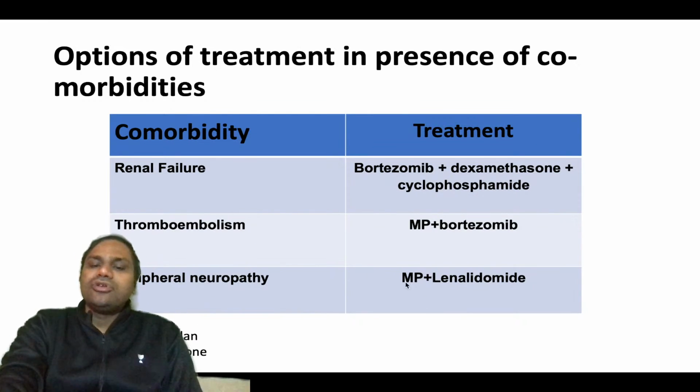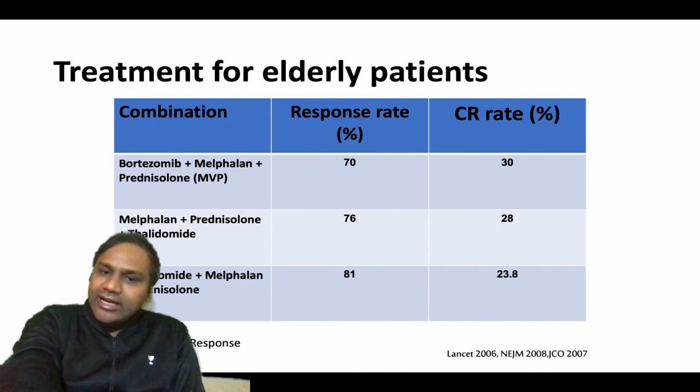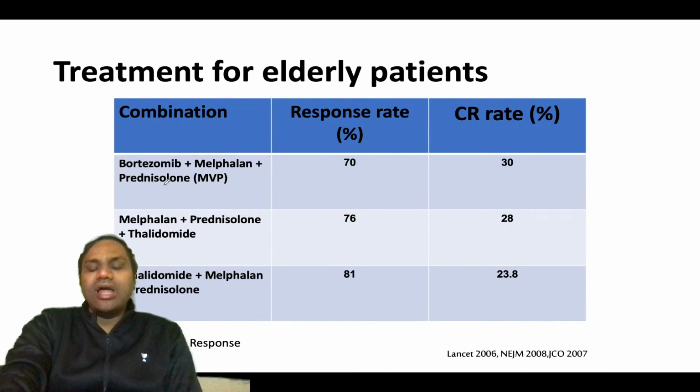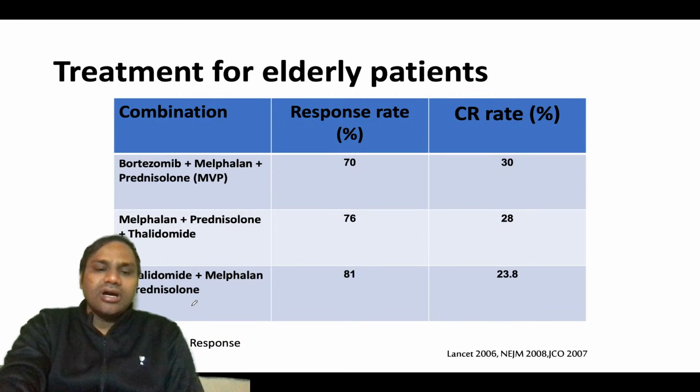So what you can give is melphalan and lenalidomide. So basically melphalan, prednisolone and lenalidomide can be given. These are the options when you treat comorbidity cases. Now in elderly patients, you can give bortezomib, melphalan and prednisolone, the VMP therapy. Or you can give melphalan, prednisolone and thalidomide. And lenalidomide with melphalan and prednisolone can be given in elderly patients.